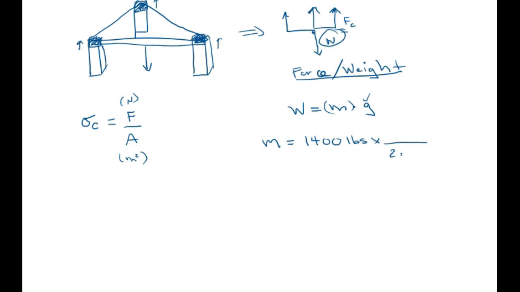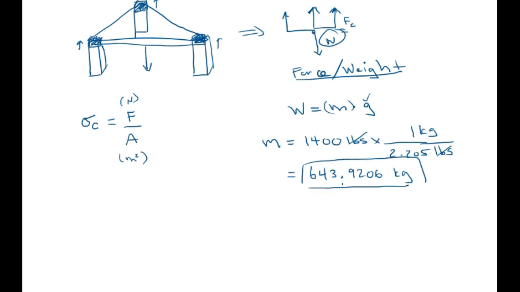So there are 2.205 pounds in every kilogram, so we know we're going to have to do a division here. Our mass is going to be equivalent to, when I put it into my calculator, 643.9206, etc. kilograms. And that's the value that we can actually utilize to plug into our weight formula.